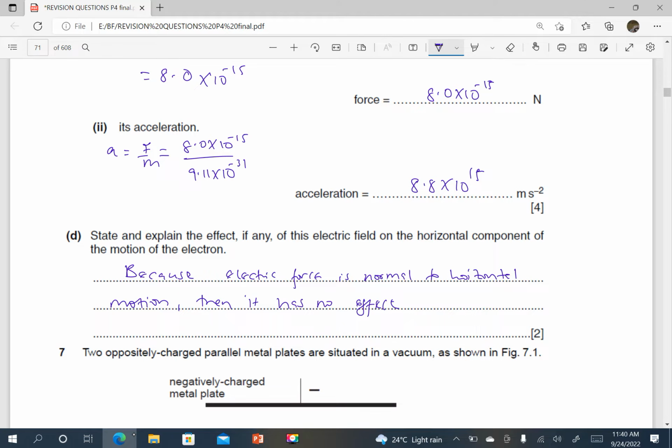So the electric field acting normally to the horizontal motion cannot have an effect in the horizontal.